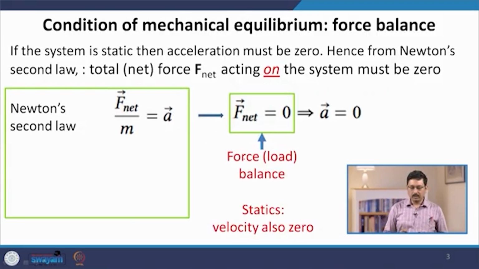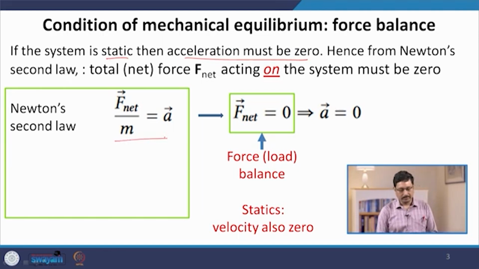So, the conditions of mechanical equilibrium. The first condition is obviously the force balance. What we have in mind is a situation in which our system is static, which means it is motionless. So, the first thing we need is that the acceleration must be 0. Here I have written Newton's second law. Recall from this equation, on the right hand side, that the acceleration produced in a system is generated by the total force acting on the system divided by the mass of the system.